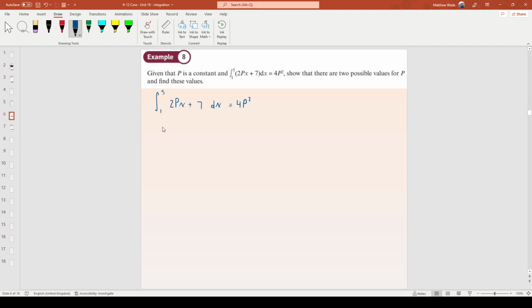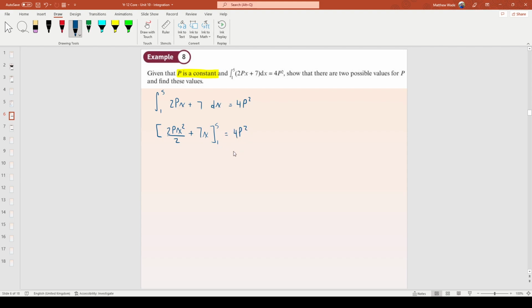Right. So here we go. We have to integrate. Now, you remember how a minute ago it did say that p was a constant, yeah? Well, if p is a constant, it means it's chilling. That gives it an excuse to chill. So 2 and p are both chilling, and now when we do the integration, check it out. What happens to the x, though? Well, x squared, divided by the new power, 2. What does 7 integrate to? Well, just 7x, because that is what you'd have to differentiate to. That runs between 1 and 5, and the answer has to equal 4p squared.